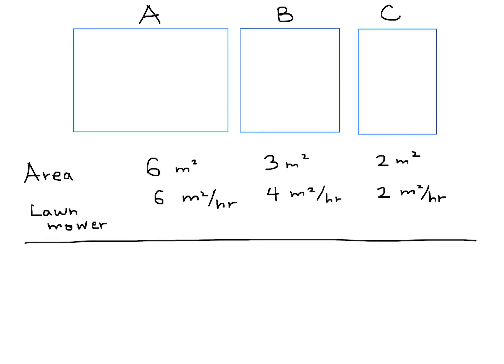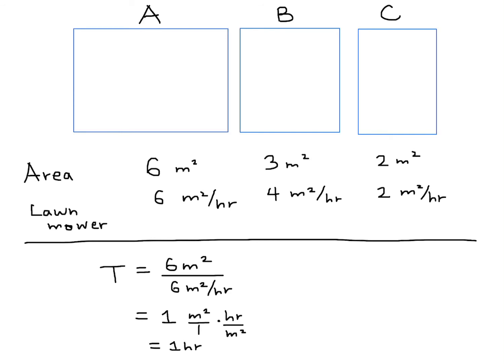So let's start with Andy. He's going to cover 6 meters squared, and his lawnmower cuts at 6 meters squared per hour. So 6 over 6 is 1, and then the units become meters squared over meters squared per hour, invert and multiply, you get hour over meters squared, and therefore this just becomes 1 hour. So it takes Andy 1 hour to cut his lawn.